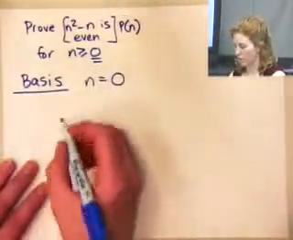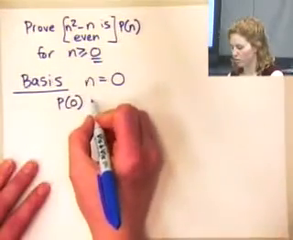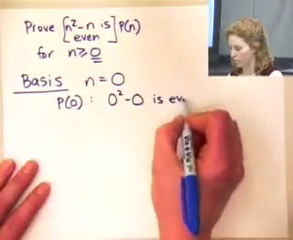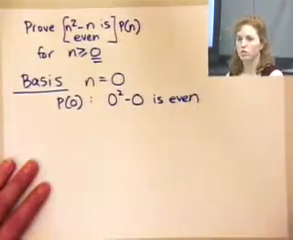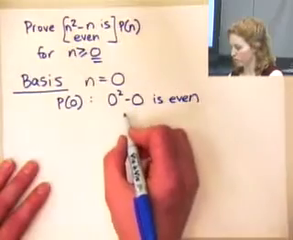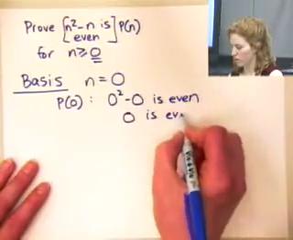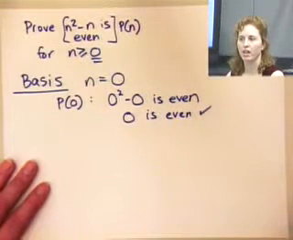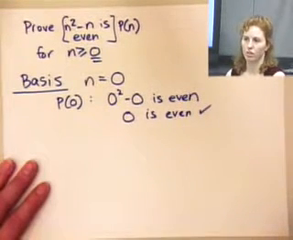Okay, so I need to prove p of 0, right, which is 0 squared minus 0 is even. I need to prove that that statement is true. 0 squared minus 0 is 0, and so 0 is even is a true statement, and I'll check it off. If it's something you can look at and think, yes, that's true, you can check it off.